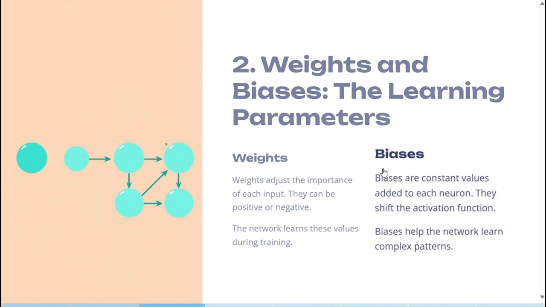Next, biases. A bias is a constant value added to the weighted sum of inputs before applying the activation function. Biases help the network learn patterns that don't pass through the origin, meaning non-zero centered patterns, and ensure that the model can make more flexible predictions.